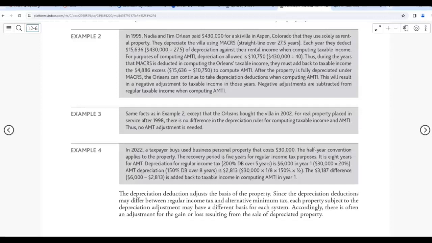AMT depreciation is 150% declining balance, so it's not that fast. Also, it's longer, which is 8 years, just for AMT calculation, okay? Nothing else. So that will be $30,000 divided by 8 years times 150%, with the half-year convention. So it ends up to be $2,813. So that $3,187 difference is added back to taxable income in computing AMT.